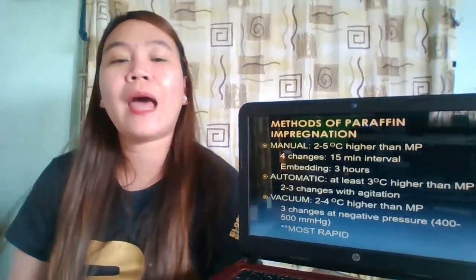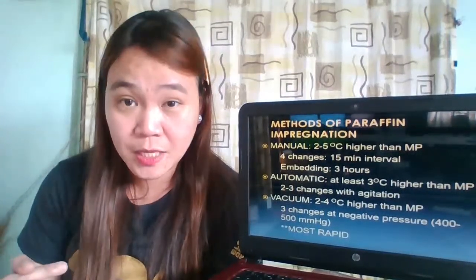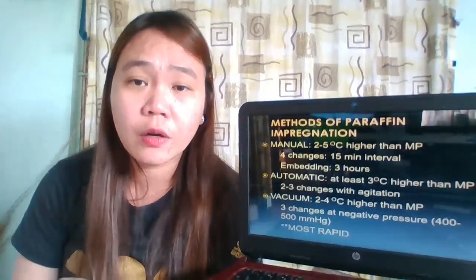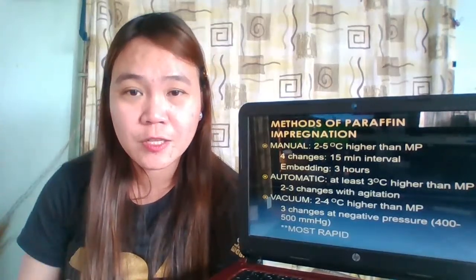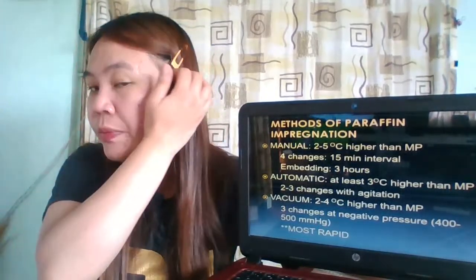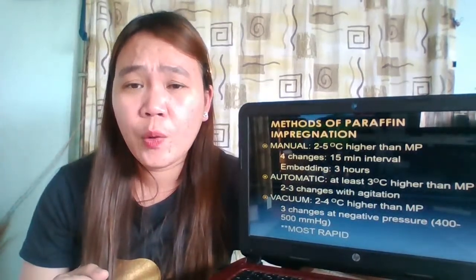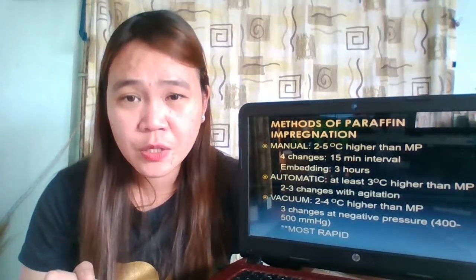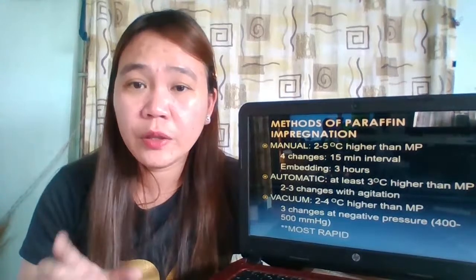So what are the applications of your vacuum? Vacuum is utilized for urgent biopsies. I think this is understandable because it's the most rapid. So that's why you use it for urgent biopsies. It can also be used for dense and fibrous tissues. Remember, when I was talking about the disadvantages of paraffin impregnation, we encounter problems for tissue samples which are difficult to infiltrate, right? Difficult to infiltrate because it would need longer time.